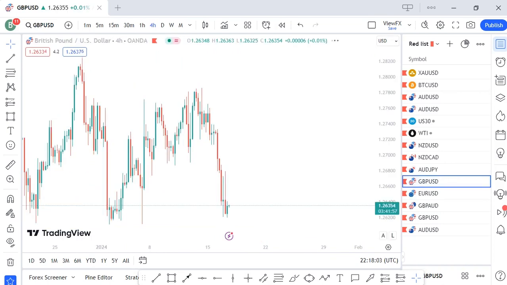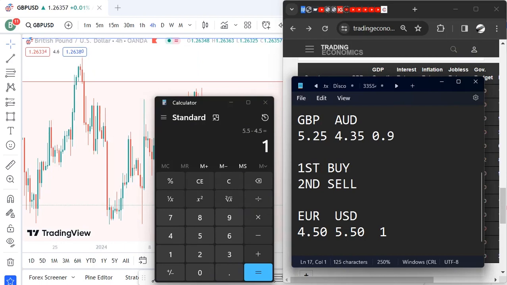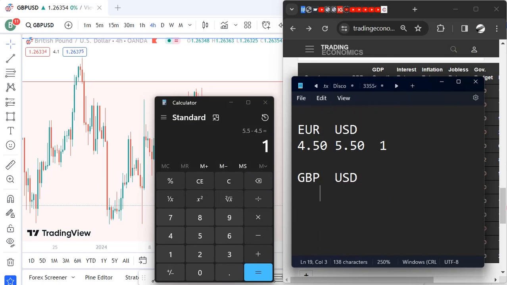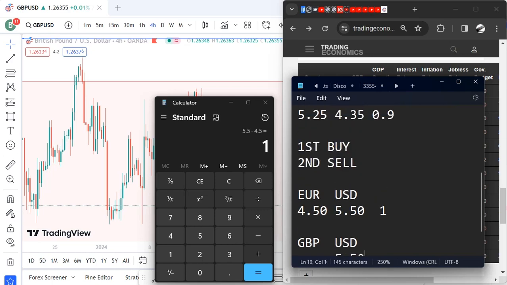Let's try GU. So this is Great Britain here, and this is USD, and USD is 5.50, while pound is 5.25.